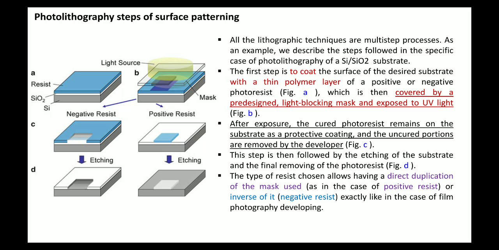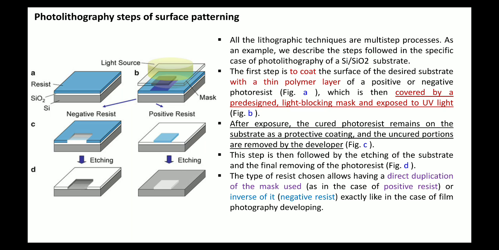It is represented in figure A. You can see in figure A, the lowest block is silicon. On silicon there is a layer of SiO2, and on that SiO2 we have deposited a resist. It will be a positive photoresist or a negative photoresist.